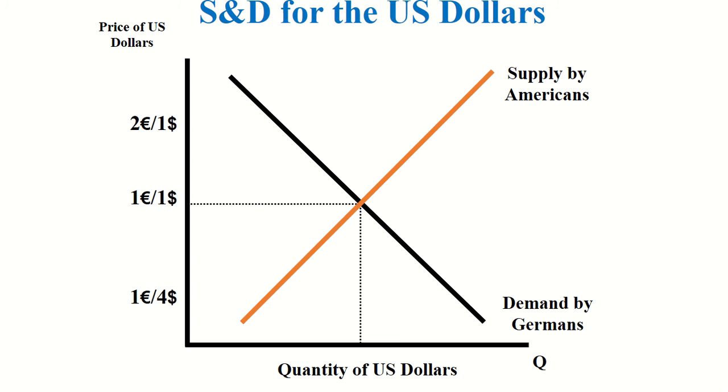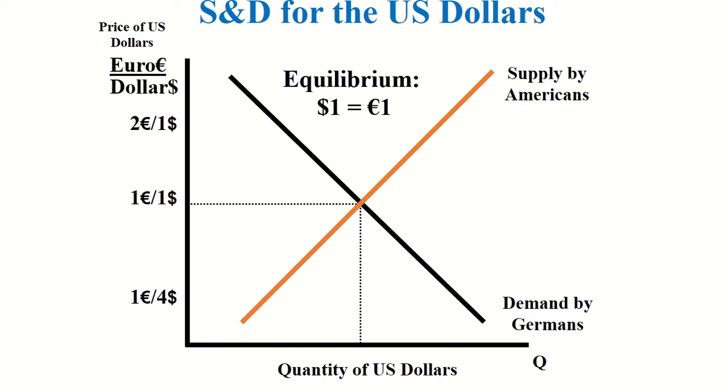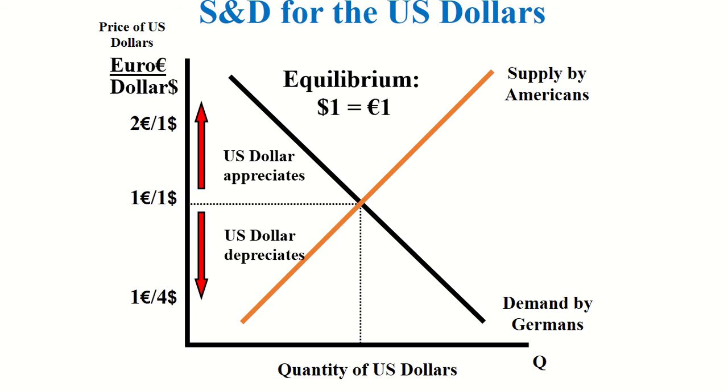Okay, so here's our supply and demand. We have a supply and demand for dollars and euros. At equilibrium, if it's just 1 for 1, fine. But if Germans start to demand US dollars, we know that it's going to put upward pressure on the price of that. It's going to cost more euros to get that dollar, or that dollar will get you more euros. And so the dollar appreciates, and vice versa, the dollar would depreciate.